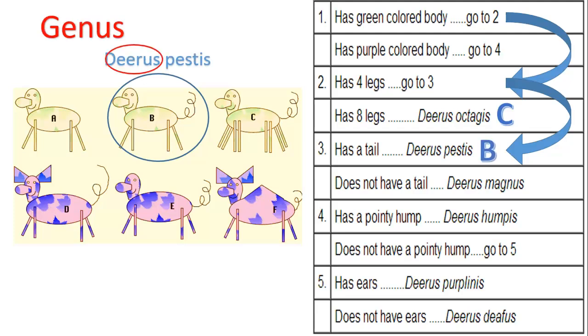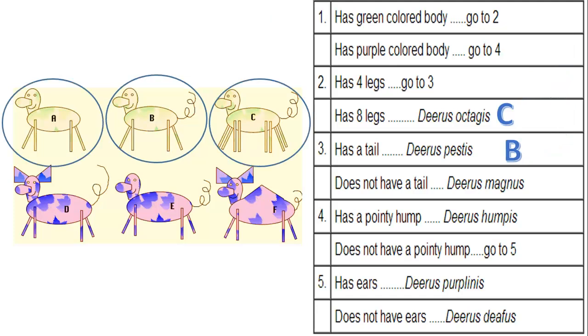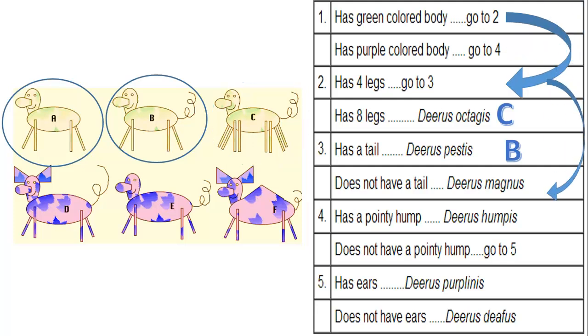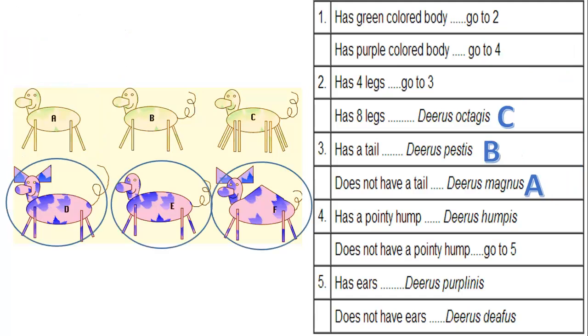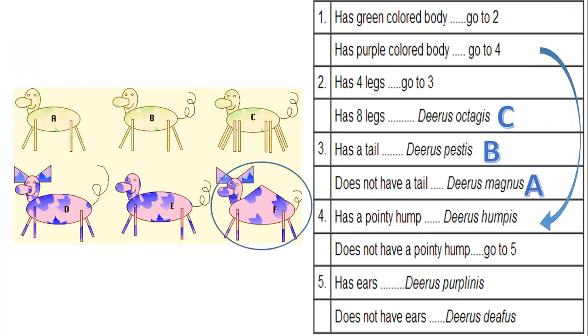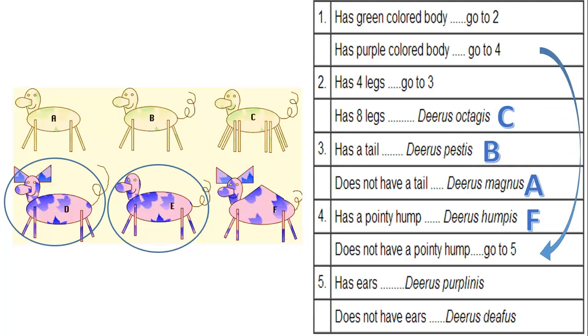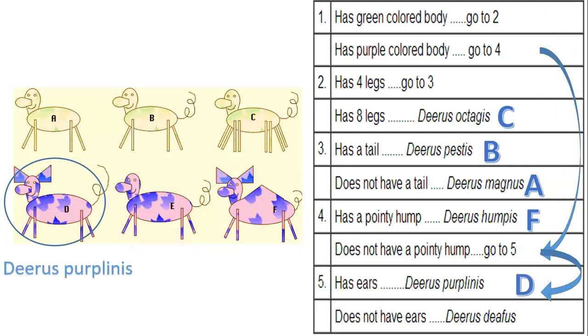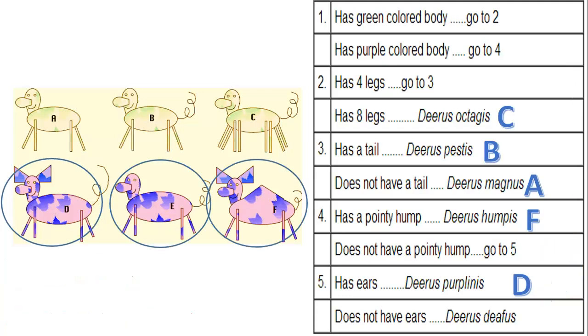Again, let's revise genus and species. Let's start over. Again, green body, and then we move to number 3, but this time it does not have a tail. If it does not have a tail, it is the Dirus magnus. We will do the same with the purple ones. As you can see, we will have the pointy hump, and the questions continue, and this is a way to answer the dichotomous key questions.